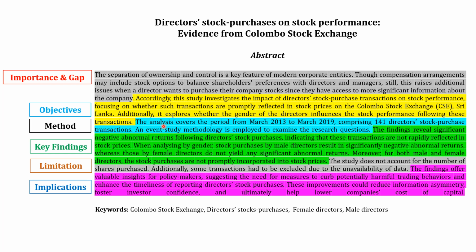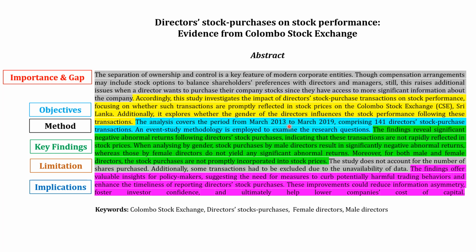So it says the analysis covers the period from March 2013 to 2019, comprising 141 direct stock purchase transactions. So here you are going to indicate the timeline, your sample. An event study methodology is employed to examine the research questions. Right. So now we are going to tell the tool or the way that you are going to achieve this objective. You ran an event study methodology. Right. So that is the method.